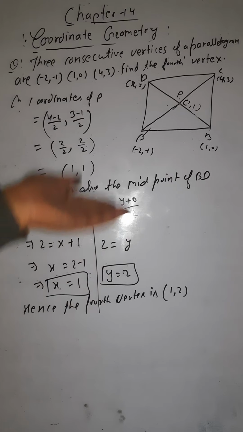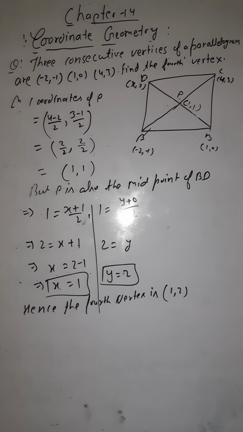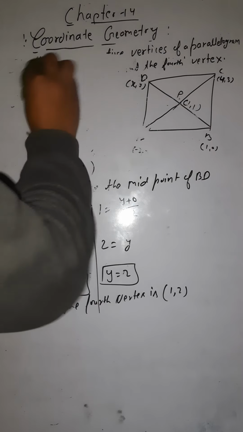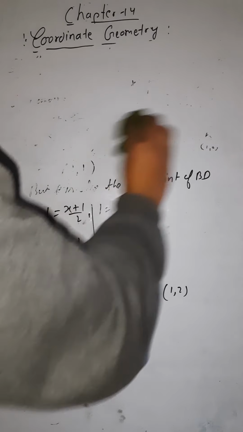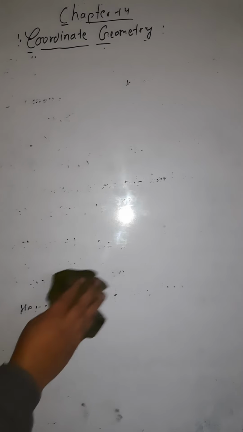So this is how we will find the fourth vertex of the parallelogram if the other vertices or the diagonals have been given to you. Okay, are you getting this? So let's erase this question and move to the other question. A similar question, very similar to this. I think you can do this question on your own.